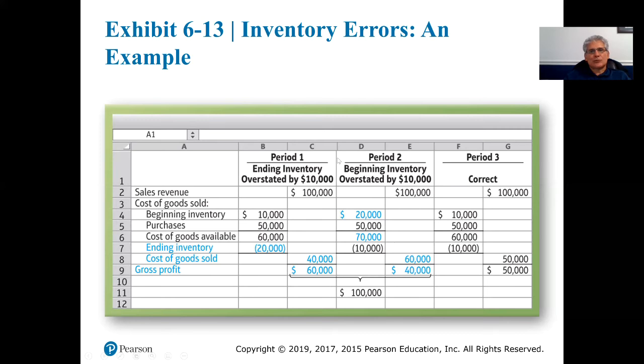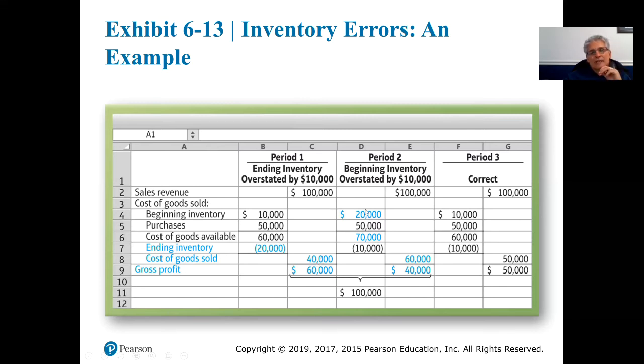We know that between the two years, we made $100,000. However, because ending inventory was overstated here, we ended up deducting more than we should have to determine the cost of goods sold. Therefore, the cost of goods sold was actually lower than it should have been. This should have been $10,000 if it had been done correctly, and then the cost of goods sold would have been 50. If the cost of goods sold would have been 50, then our gross profit would have been 50.